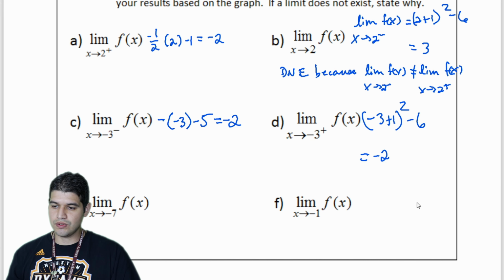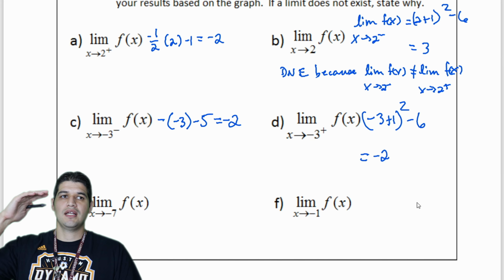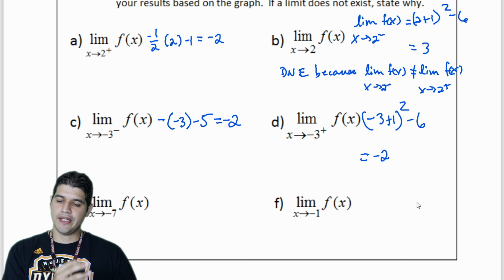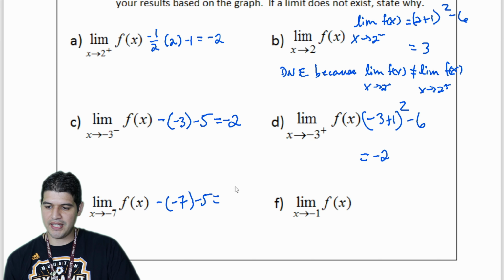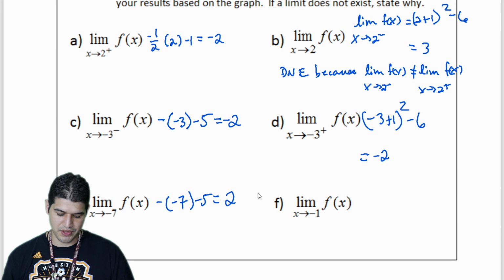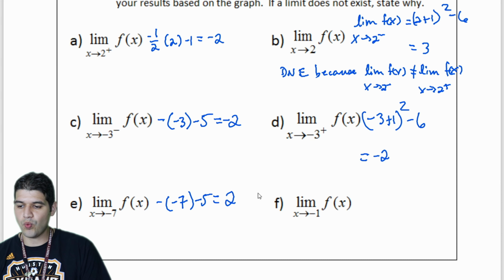I'm going to use that first equation because -7 is less than -3. So negative 7 minus 5. We evaluate that to 7 minus 5, so I'm going to get +2 in this case. And now I've got one more f.